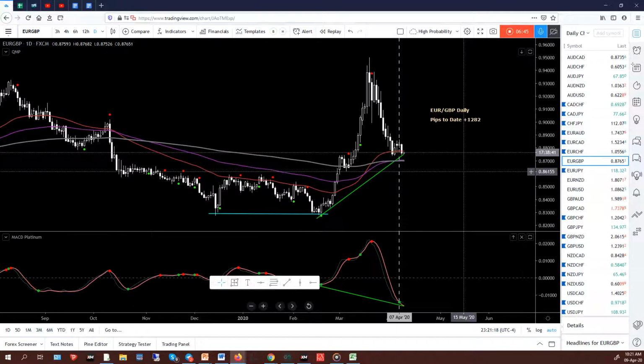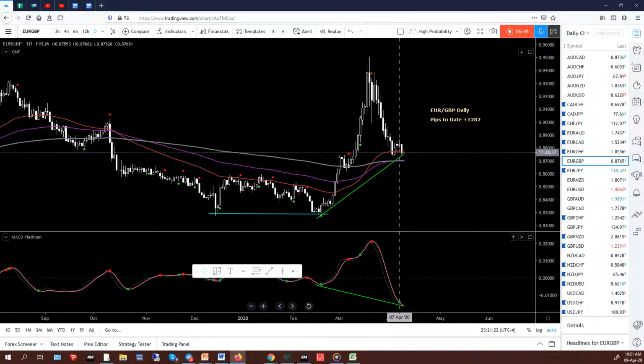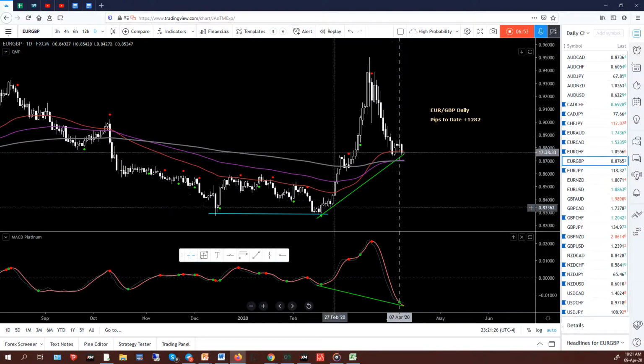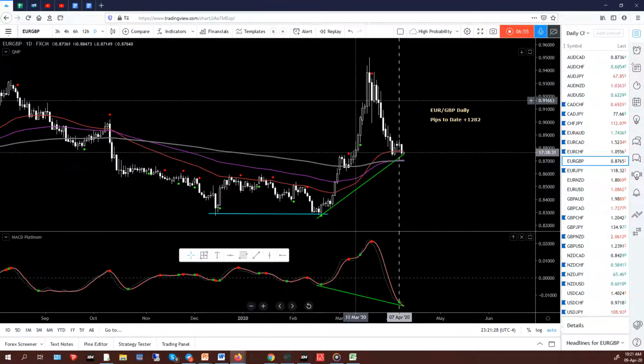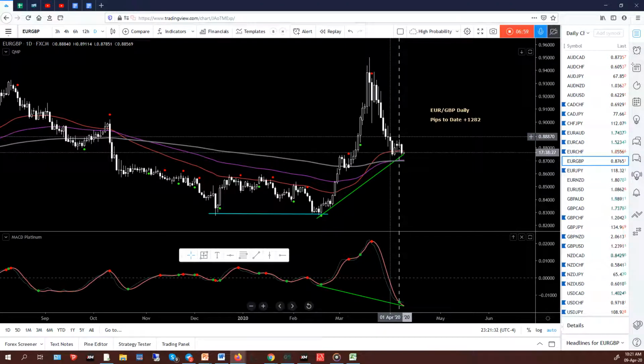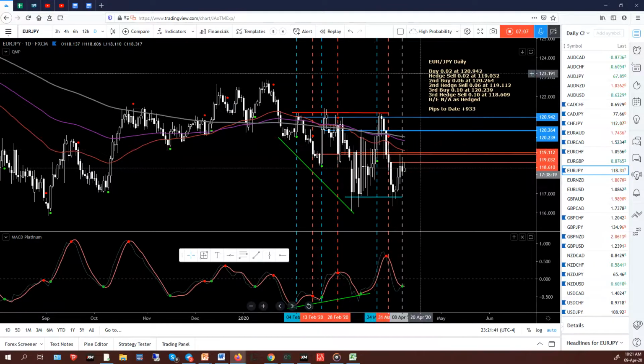Euro Pound, no trade on. Looking for a potential hidden bullish divergence setup also. A lot of hidden bullish divergence setups. After these extreme moves through early March and back the other way, all coronavirus related, there's going to be divergence setting up everywhere.